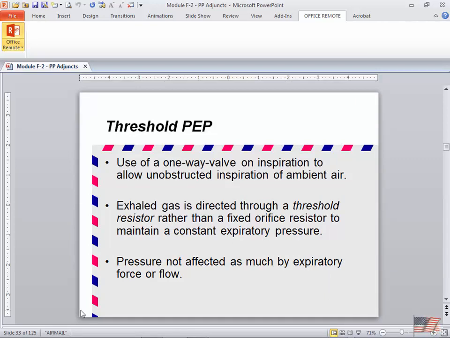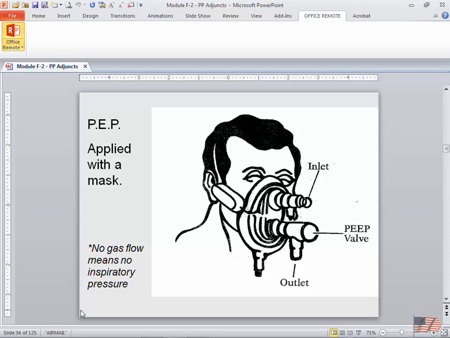The nice part about the threshold resistor is it's not affected by flow. The other two can be. So the amount of pressure that they generate is variable depending upon the patient's expiratory flow rate. With a spring-loaded one, it's not. So that's the big difference between them. And yeah, we can go ahead and attach it to a mask if the patient can have it.